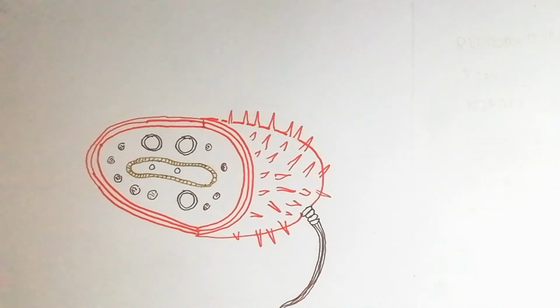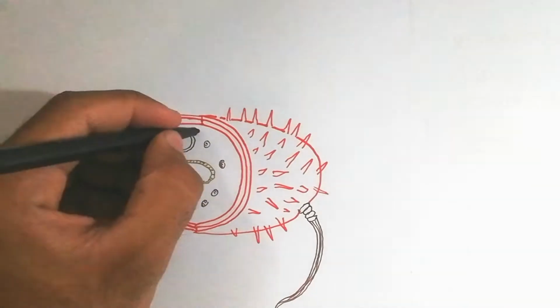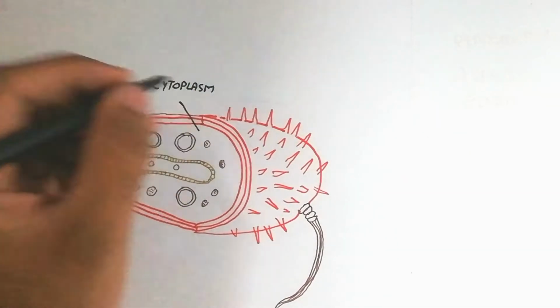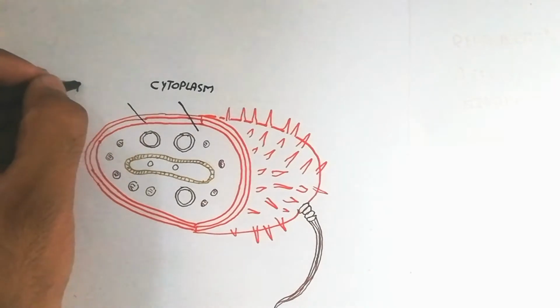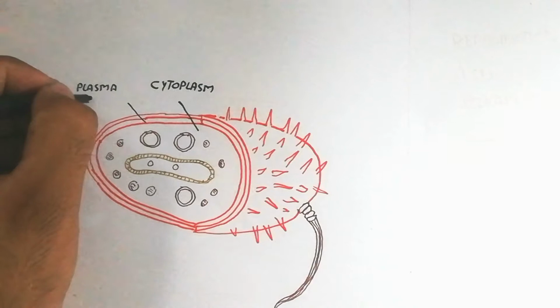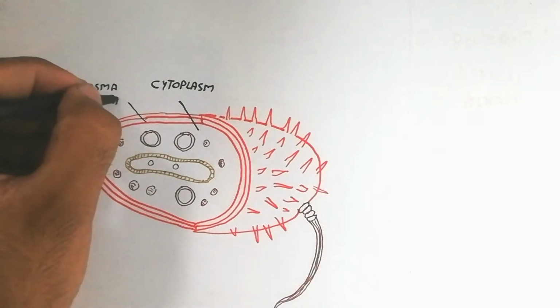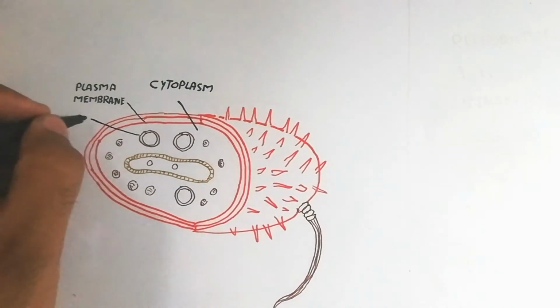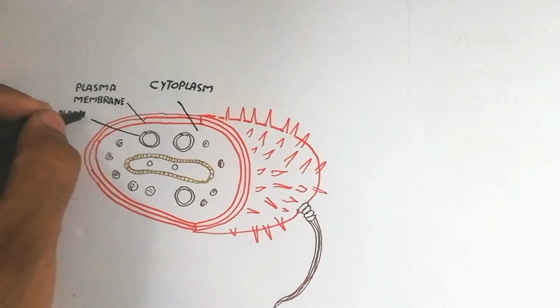So here is the flagella, which is used for movement, and pili, which are small outer projections of the cell, used for attachment and sexual reproduction for the exchange of extracellular DNA. So here is the plasma membrane; the inner side is cytoplasm.